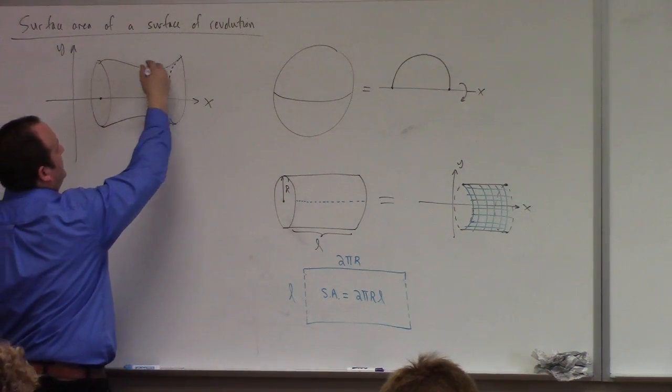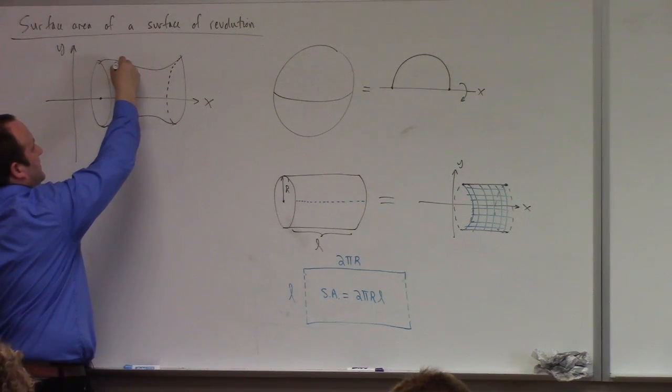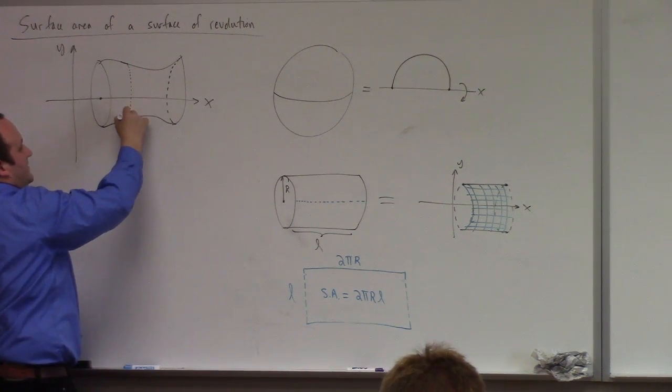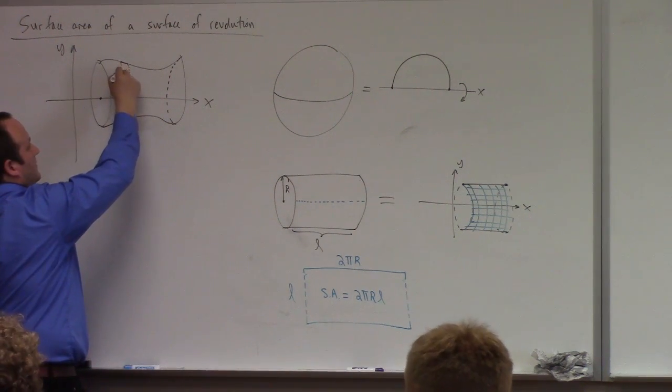There'll be a more lengthy derivation of this in the book, which I'll skip. But basically, it's a little bit tricky. It's not actually a cylinder. It turns out it's kind of a cylinder, but not exactly. It's more like a bit of a cone.